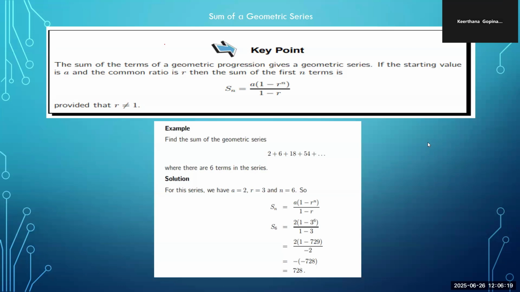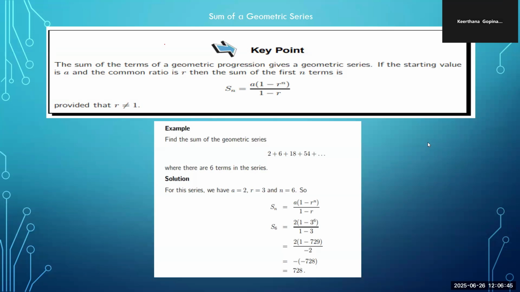Now look at this. Find the sum of the geometric series 2, 6, 18, 54. What is the difference here? 2 into 3 is 6, 6 into 3 is 18. Same multiplier, 3. So there are 6 terms in the series, n is given. The ratio is 3, multiplied by 3.